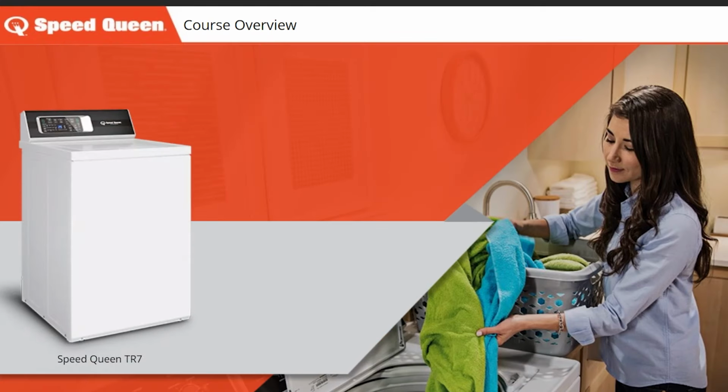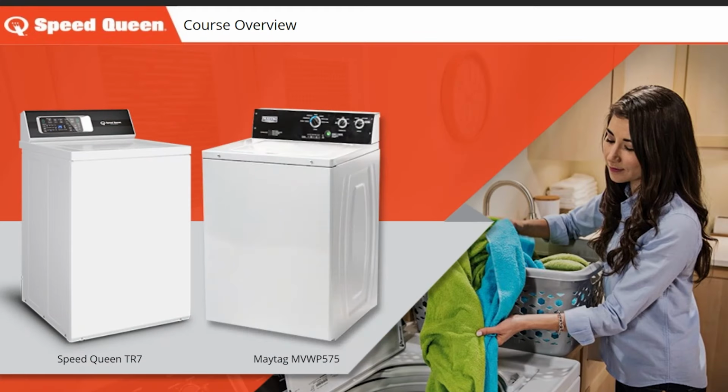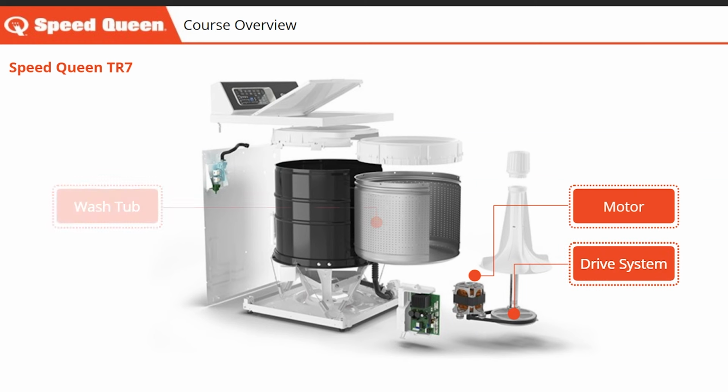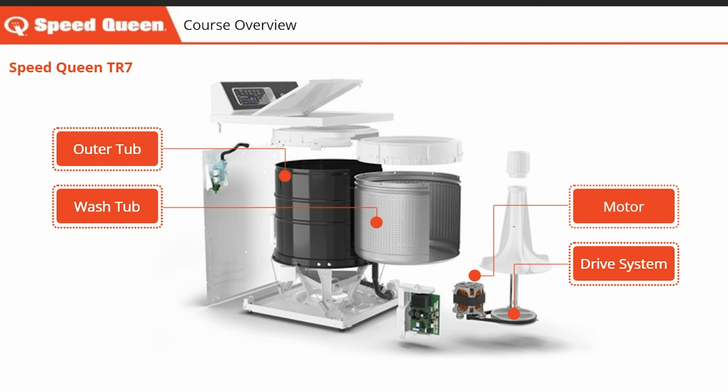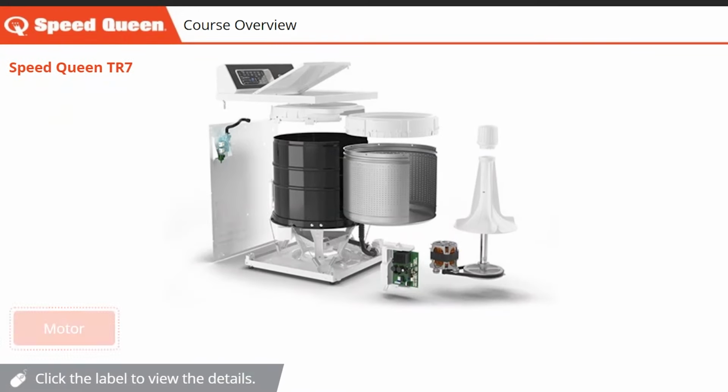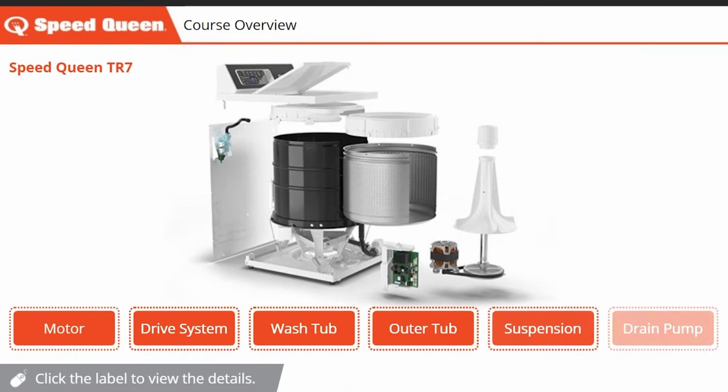Let's learn how Speed Queen and Maytag stack up. A component-to-component comparison between the Speed Queen and Maytag products is essential to bring out the facts. A high-performance motor, a rugged, yet simple-designed drive system, a stainless steel wash tub, and a porcelain-coated metal outer tub are some of the unique offerings from Speed Queen. In addition to this, Speed Queen offers a superior suspension and a high-power drain pump. Click each label to learn how Speed Queen and Maytag compare.